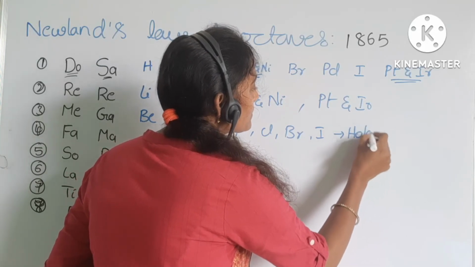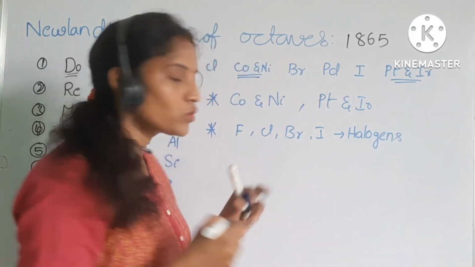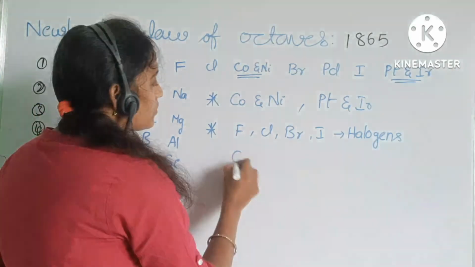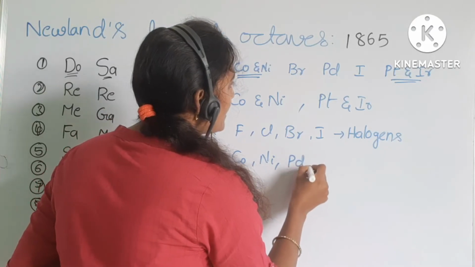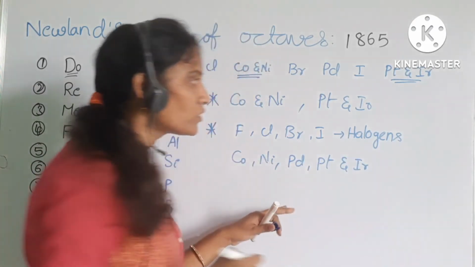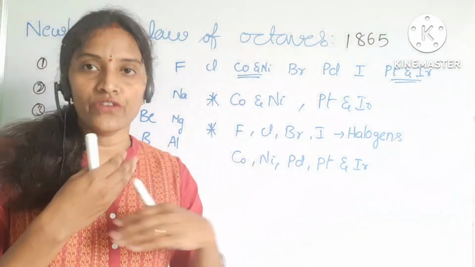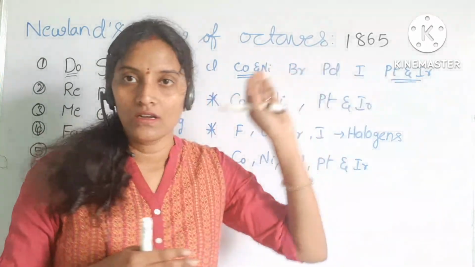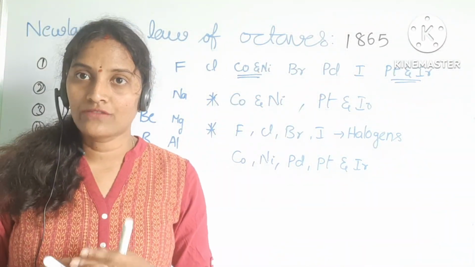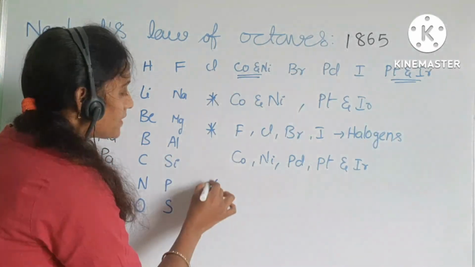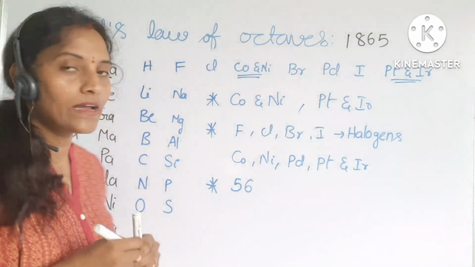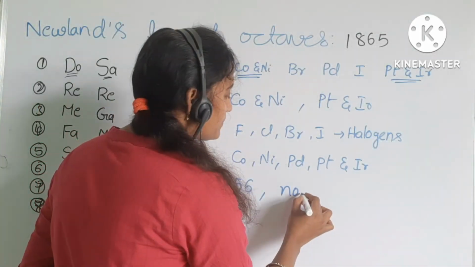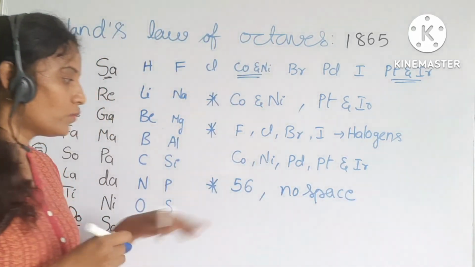Another drawback is, say, fluorine, chlorine, bromine, iodine. These are the halogen elements. Okay, halogens. These show similar chemical properties. Actually, compared to halogens, cobalt, nickel, palladium, platinum and iridium are not halogen elements and have different chemical properties with respect to the halogens, but those are arranged in the same horizontal line. So this is another drawback of Newland's law of octaves. And another drawback is that only 56 elements existed in his table. There was no space for newly discovered elements. This is one more drawback.